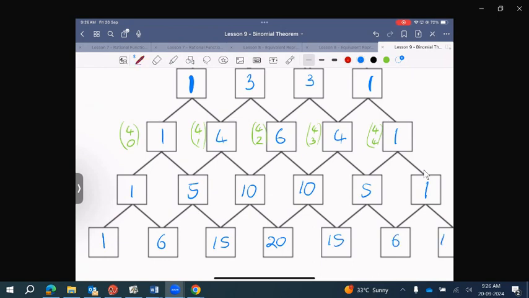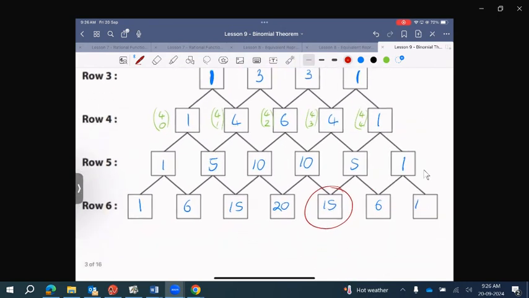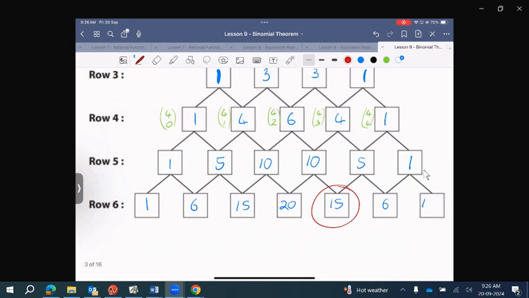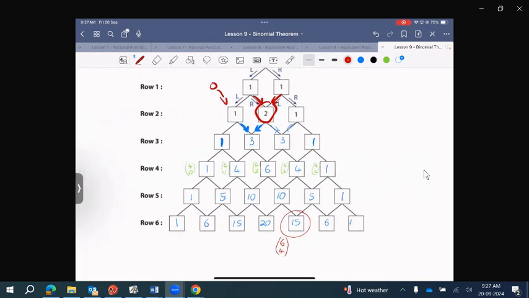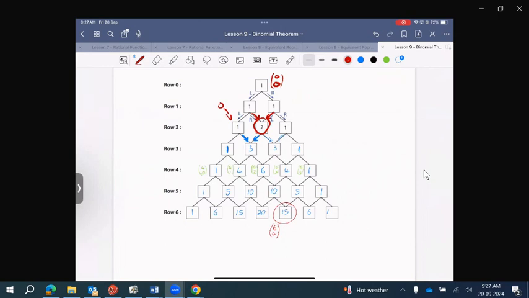What is the reference number for this one here? Is it 6-4 or 6-5? Why is it 6-4 and not 6-5? We start with 0. Okay. Right. So this is how we get Pascal's triangle.